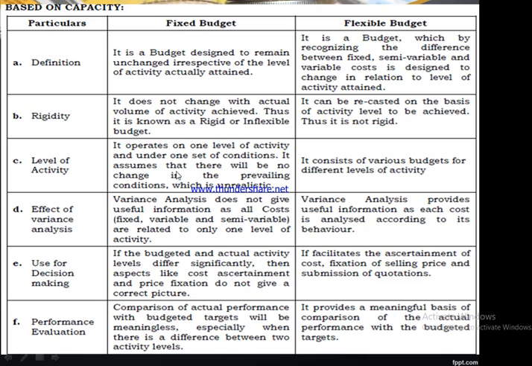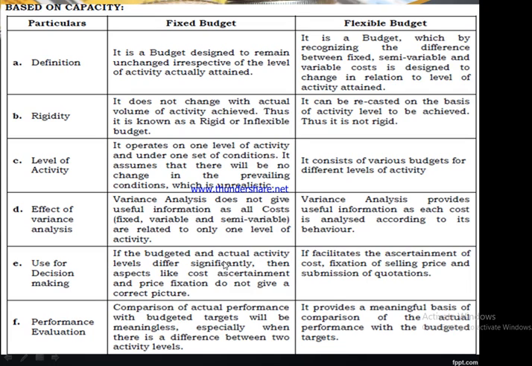When it comes to level of activity, it operates on one level of activity and under one set of conditions. It assumes that there will be no change in the prevailing conditions, which is unrealistic. Normally, this kind of situation is a very rare case, but still, in a scenario where it does prevail, we need to understand how the budget is prepared. When we want to conduct variance analysis, it does not give useful information, as all costs, whether fixed, variable or semi-variable, are related only to one level of activity.